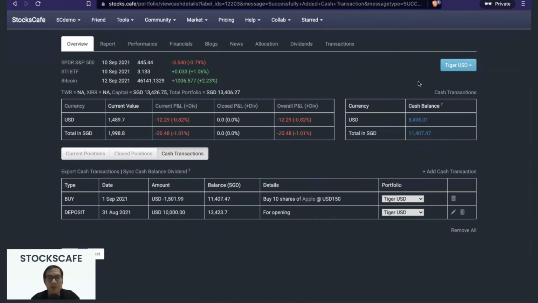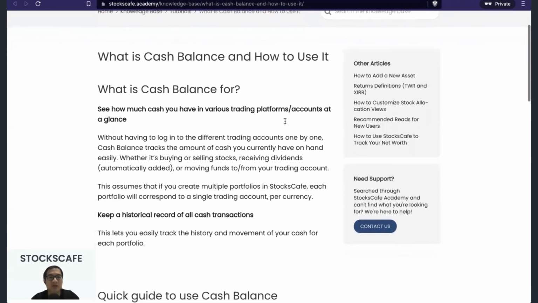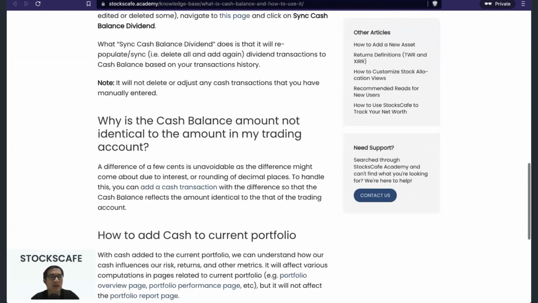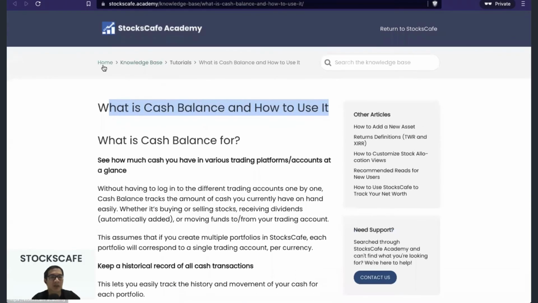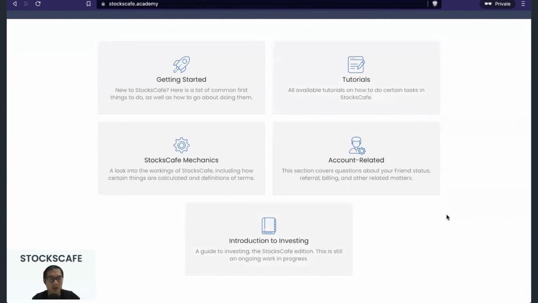If you want to learn more about cash balance, you can click on this question mark here and go to the Stocks Cafe Academy, where we have a lot of articles for you to learn about different features of Stocks Cafe. Here you can read a bit about the cash balance. That's the fourth thing we would like you to check on and learn about. The fifth thing is actually the Stocks Cafe Academy. It has a lot of articles for you to learn more about Stocks Cafe, so we highly recommend you check it out.